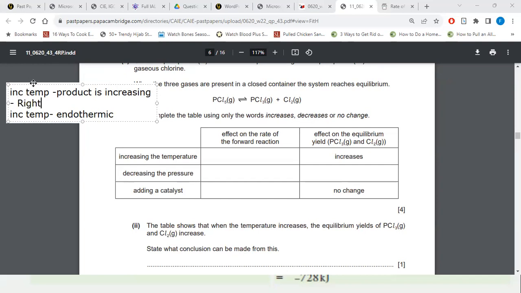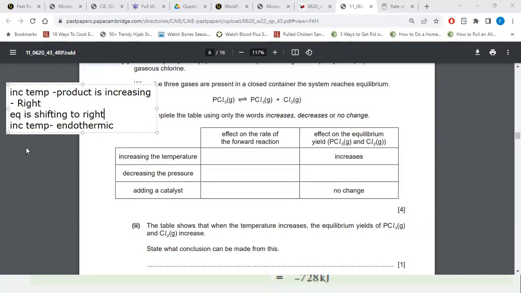I am increasing my temperature, they told me that the product is increasing, right? That's what they told me. I didn't have to figure it out. They told me that your product is increasing. So I know my product is increasing. And you and I know that the product increases on the right side. So that means my reaction must be going to the right. That's why I'm getting more product. My equilibrium is shifting to right.